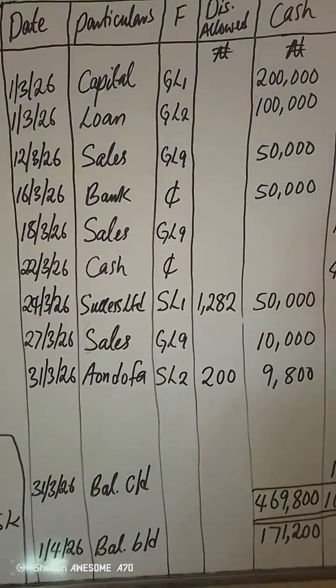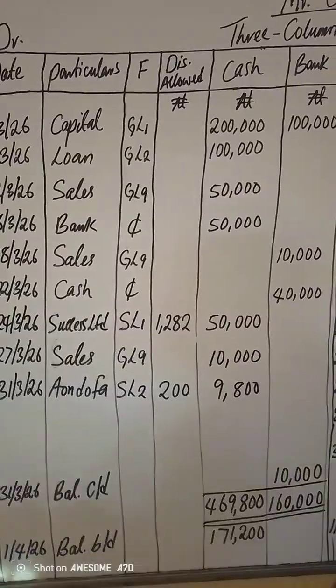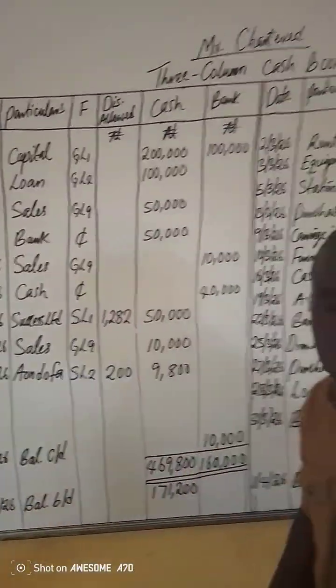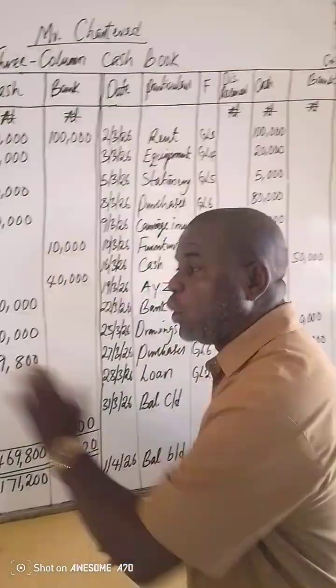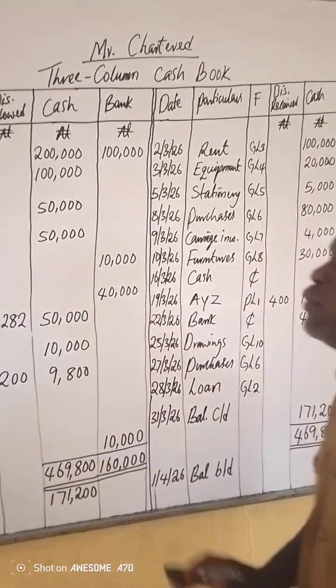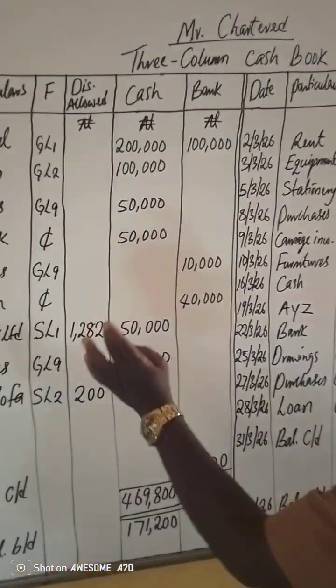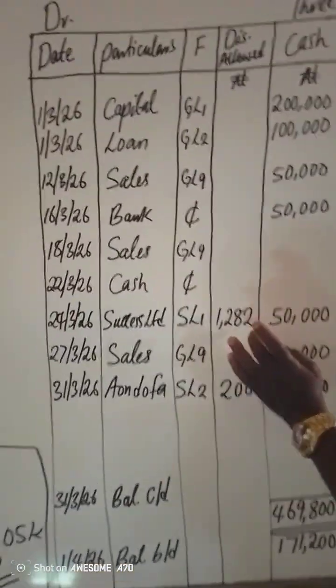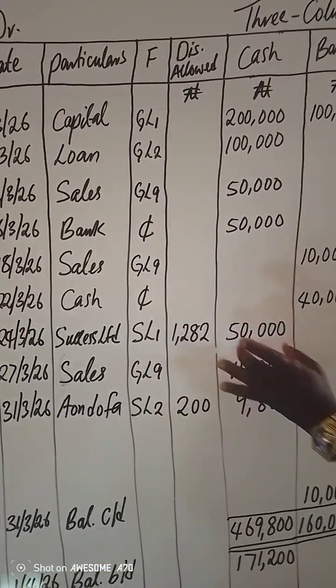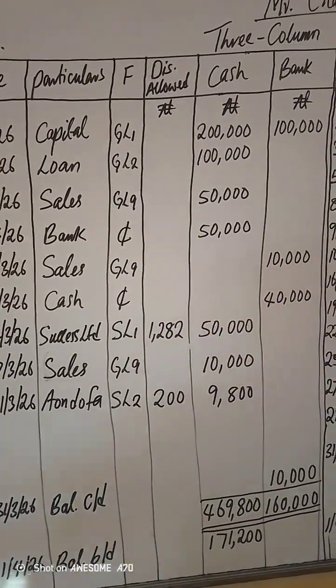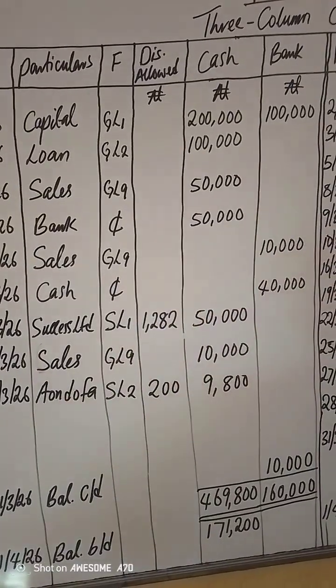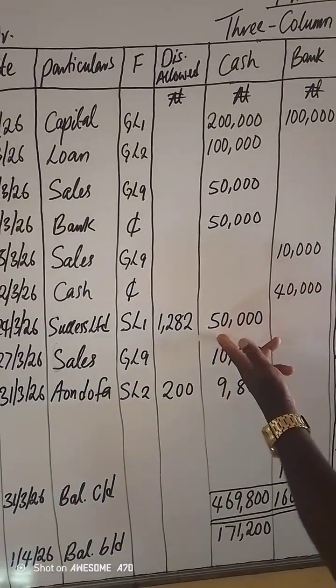I'm still emphasizing, in another video I will take time and explain folio so that you don't have any issue following it, because most learners don't know how to use folio in accounting. Therefore, SL1, the discount is 1,282, and then the cash received is 50,000. In this case, you don't deduct, because the discount has been taken away before the business received 50,000.